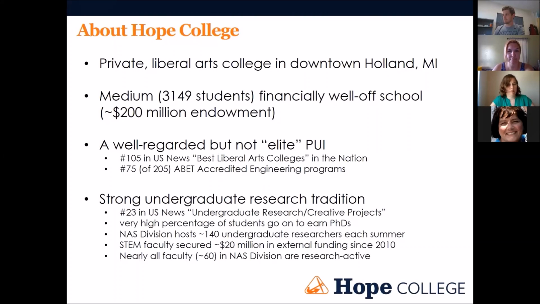In our natural sciences division, we have about 60 faculty who are research active, and typically about 140 or 150 undergraduates. So nearly all of the faculty in the division are research active, and we tend to have a lot of students involved in that as well.